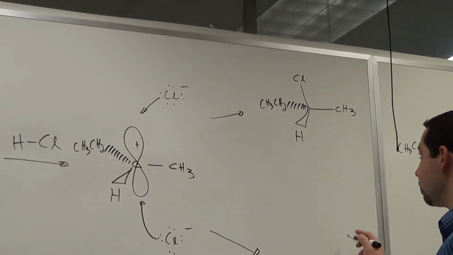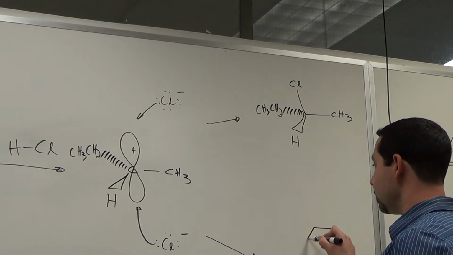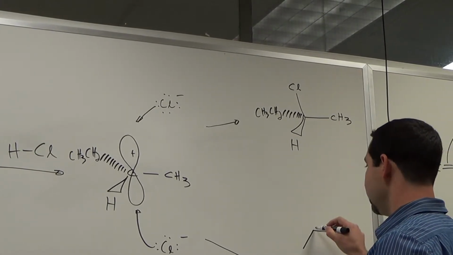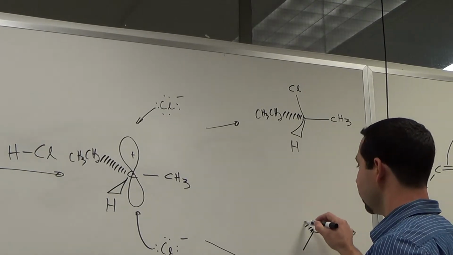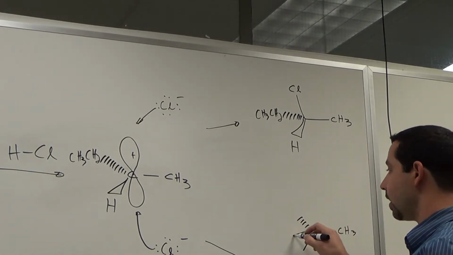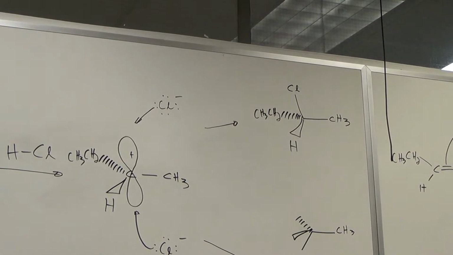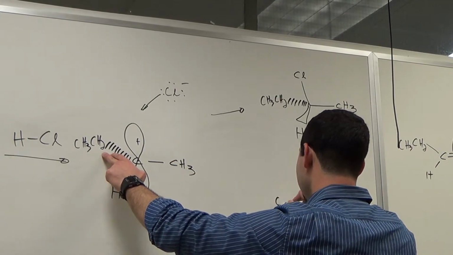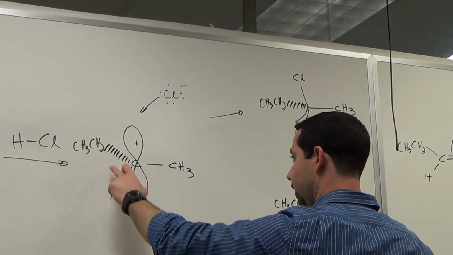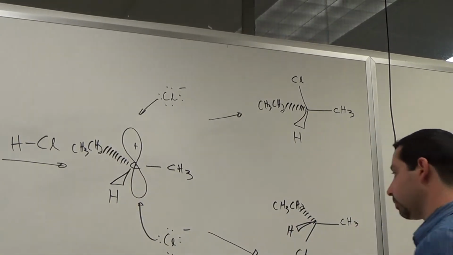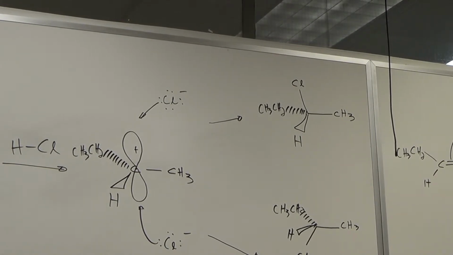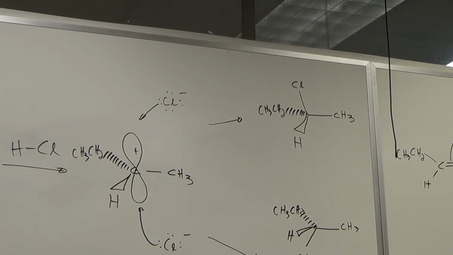If the attack is through the bottom, it's going to look like this. This is the Cl, and this is the CH3. CH3, CH2, that's still going that way. This is still going this way. What's on the top is still what's on the top, CH2, CH3, and what's down here is H. Yes or no? That's S. And that one is R.